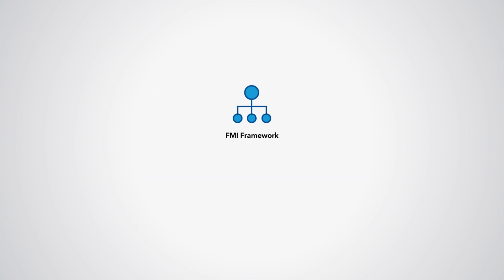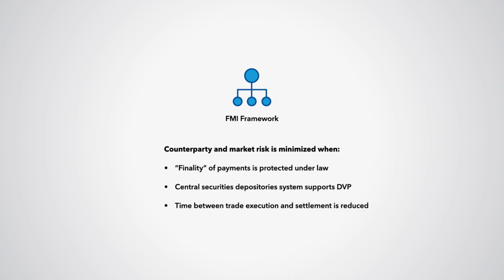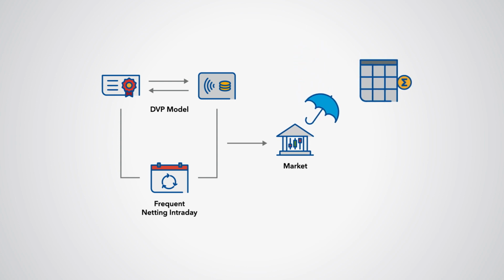A framework should minimize counterparty and market risk during clearing and settlement. Counterparty credit risk can be limited when the finality of payments and transfers of dematerialized securities is protected by law even under bankruptcy. The risk is also minimized when Central Securities Depository System supports simultaneous security delivery versus payment, or DVP. Market risk can be contained by reducing the time between trade execution and settlement finality. The more frequent the DVP model netting intraday, the lower is the market risk exposure to the netting arrangement.